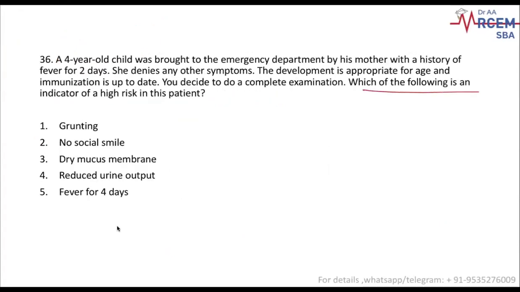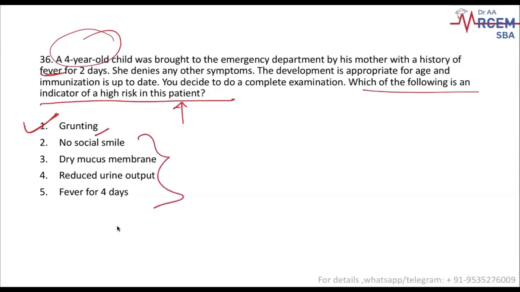Which one of the following is an indicator of high risk in this patient? Less than 4 years, febrile kid. They are asking fever under 5, high risk. Again, it is grunting, which you need to remember. It's the same thing which has been tested. All others are not high risk or not red flags. High risk means red flag.